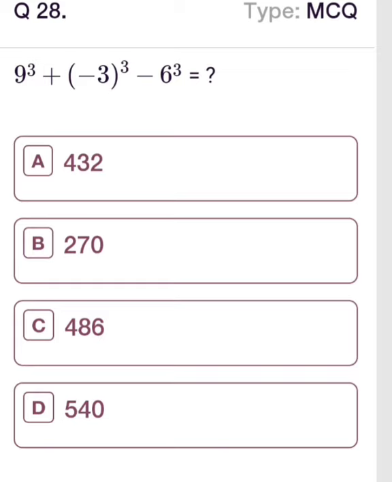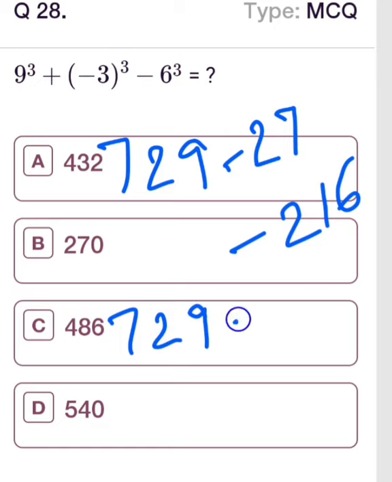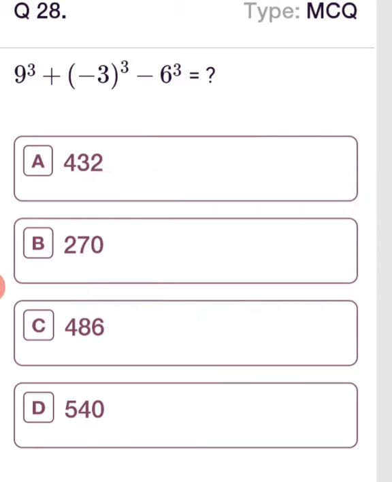Yes, in this question you have to find 9 power 3. What is 9 power 3? This is 729. And minus 3 power 3. What is minus 3 power 3? It is minus 27. And minus of 6 power 3. What is 6 power 3? 6 6s are 36 and 36 6s are 216. Okay, so 729 minus 243. When you subtract it, you will get 486. So C is your answer. Okay, come on, the next.